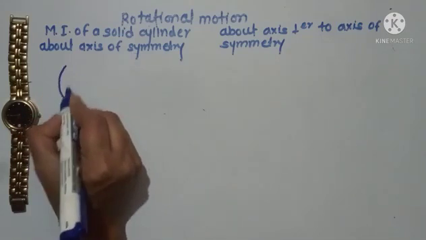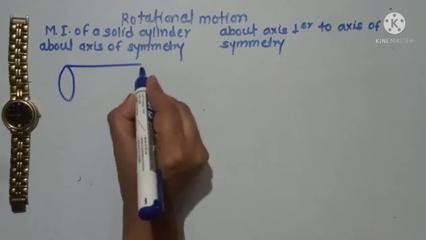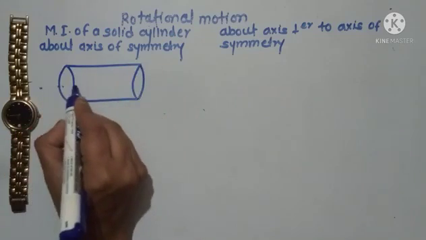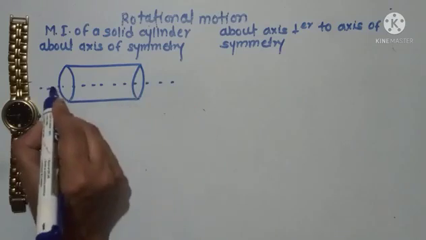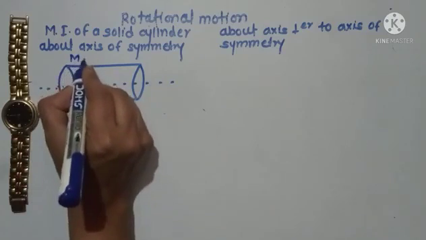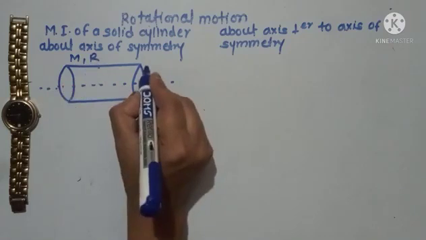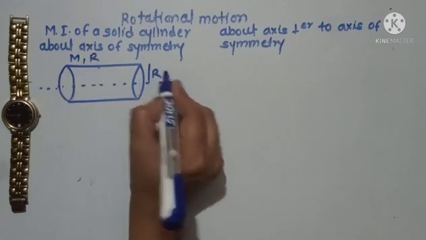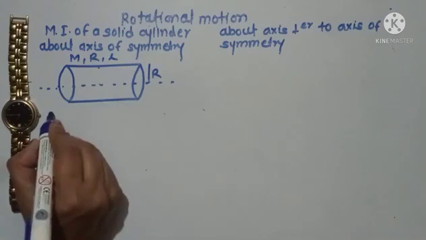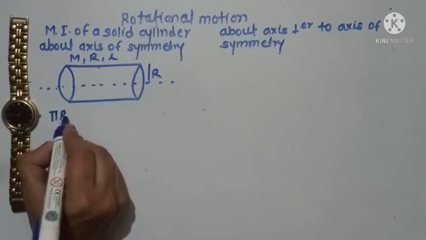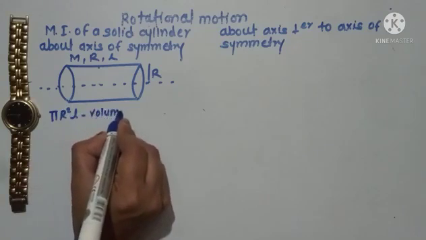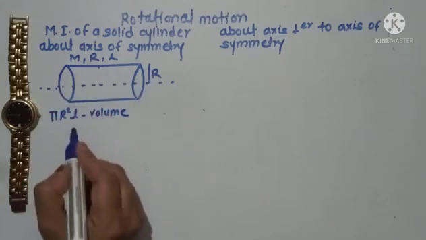Now let us suppose this is a solid cylinder, and this is called the axis of symmetry of the cylinder. Let m be the mass of the cylinder, r be the radius of the cylinder. So this distance is r, and let l be the length of the cylinder. Now πr²l is the volume of this whole cylinder.